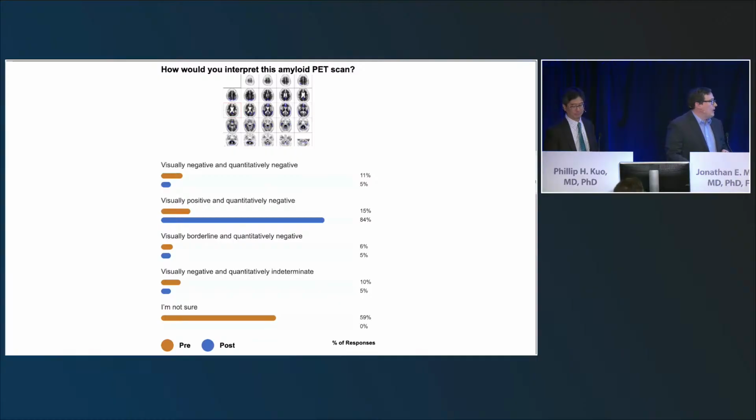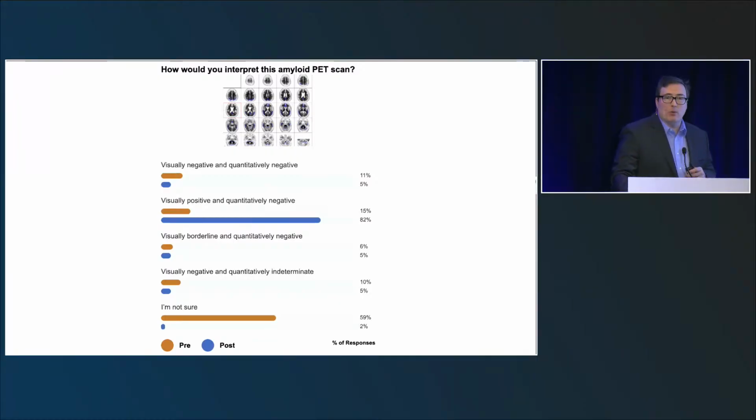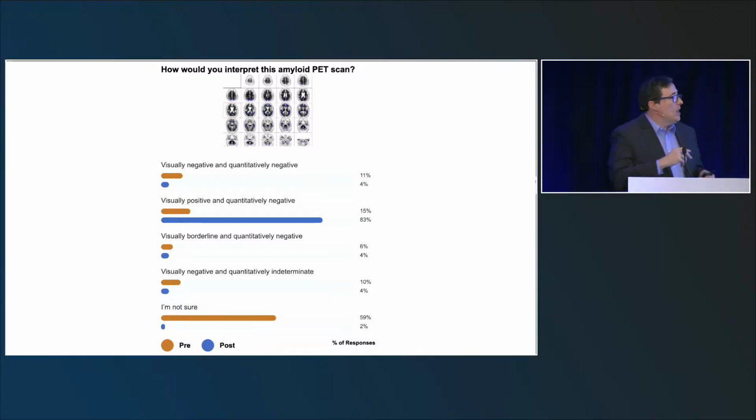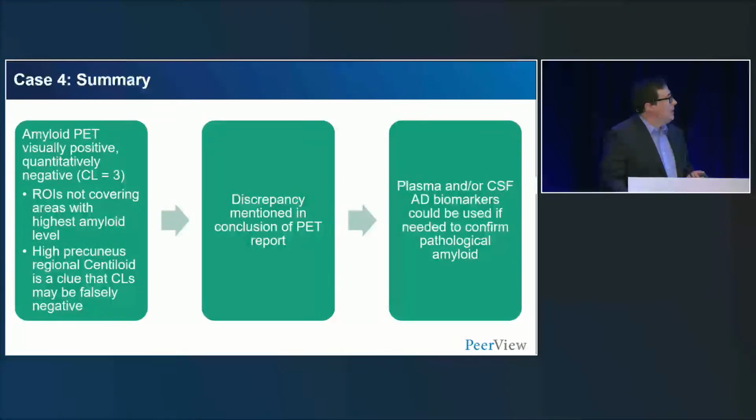Excellent. So I agree. I think the best answer here is visually positive and quantitatively negative. Now, I do think you could have an analysis where you could quantitatively show there's deposition in regions, but based on the Centiloid, they are negative. But I would explain in my report the discrepancy is likely due to ROI placement. And so, this is an issue with the ROIs. As I mentioned, looking at precuneus and posterior cingulate, particularly in this case, the precuneus, is important.